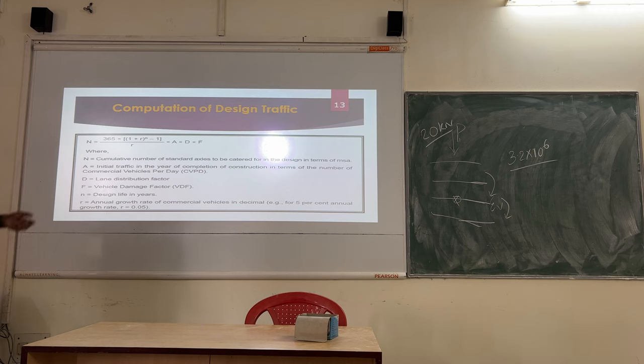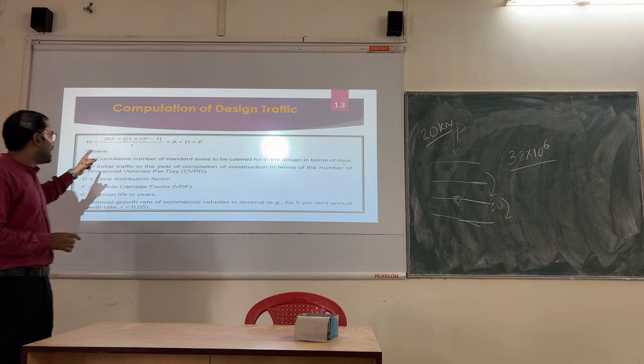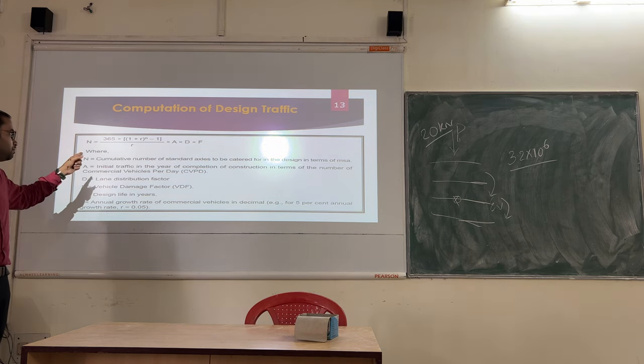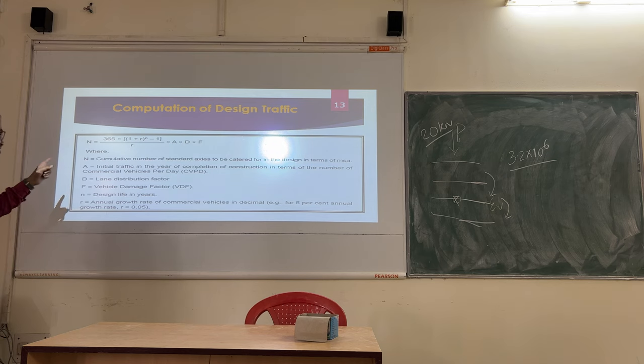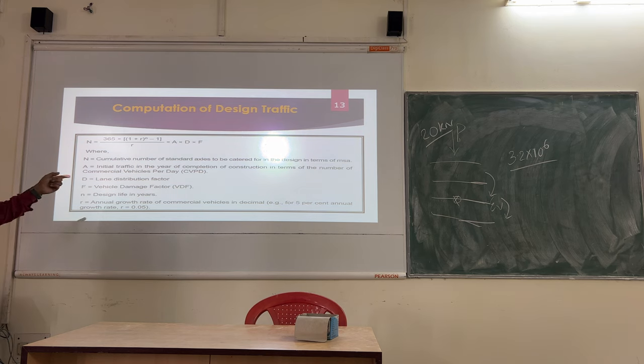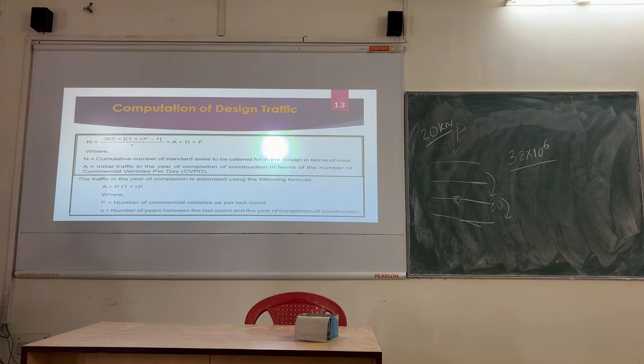Then the formula I have also told you in the previous class, that formula you have to apply: 365 into (1 plus r to the power n minus 1) by r, into A into D into F, where N is the cumulative number of standard axles, A is the initial traffic in the year of completion of construction, D is the lane distribution factor, F is the vehicle damage factor, n is the design life, and r is the traffic growth rate. So based on the IRC design parameters, you have to check. And finally, if some considerations are applied, and the traffic in the year of completion is estimated, you have to calculate the forecasted traffic.